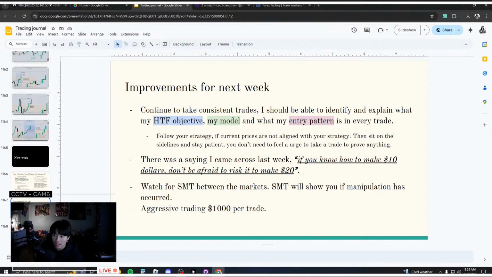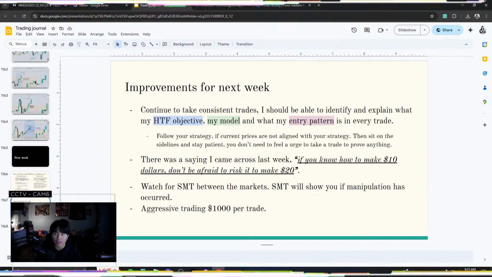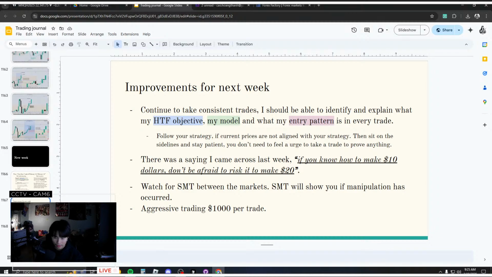Sit on your hands. It's okay to sit and speculate. That's completely fine. Do other things that might not be trading related, right? Whether that be studying for school, working on your business, whatever that may be. If your strategy isn't present in the markets, walk away. It's very simple. Second, keeping in mind this quote here: if you know how to make $10, don't be afraid to make 20.